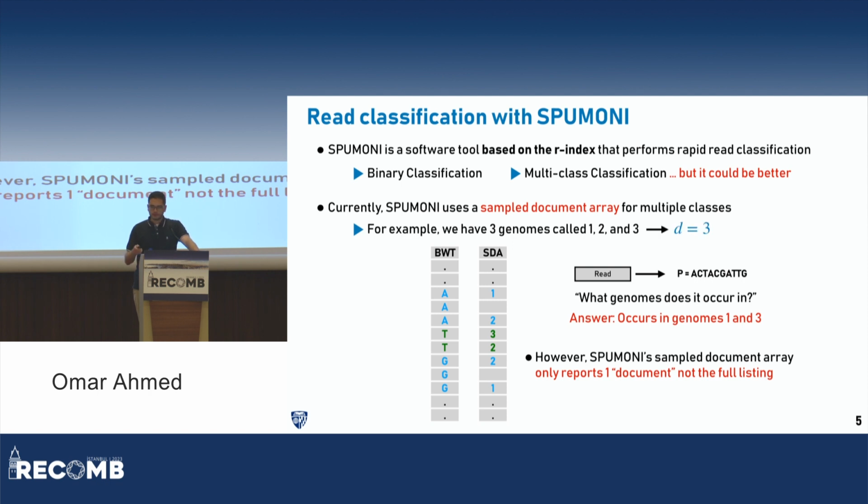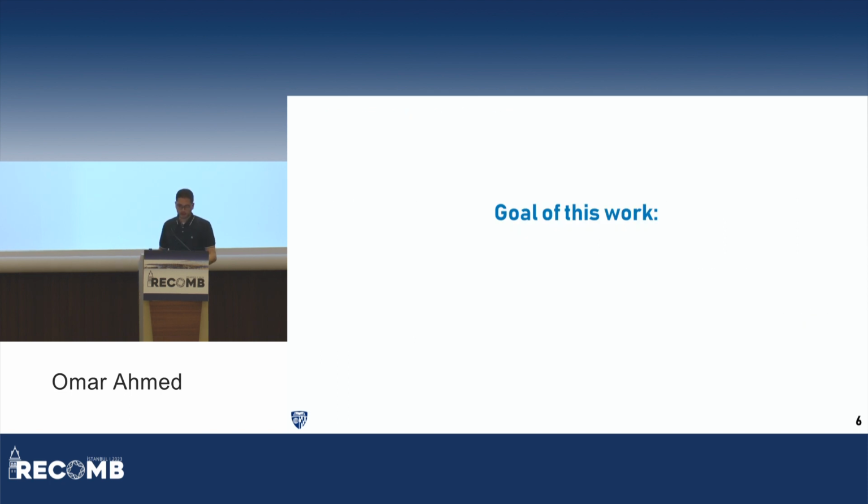Before moving on to the next slide, let me define some terms. D is equal to 3, so we have 3 documents. That's what D stands for. And another term, ndoc, refers to the number of documents that a substring occurs in. In this case, since this pattern occurs in genomes 1 and 3, we would say ndoc is equal to 2.